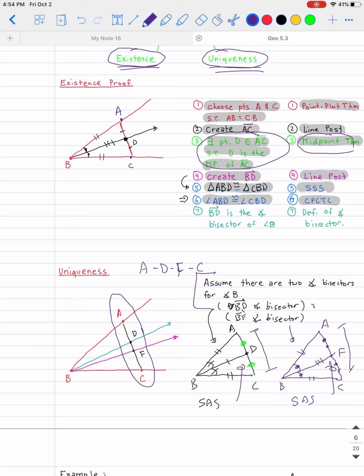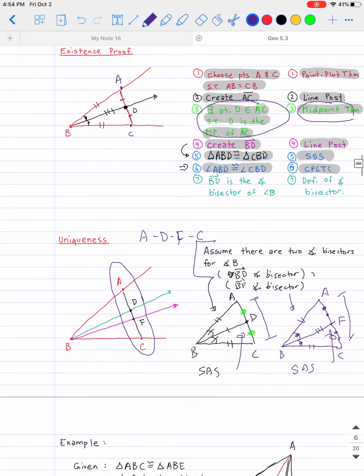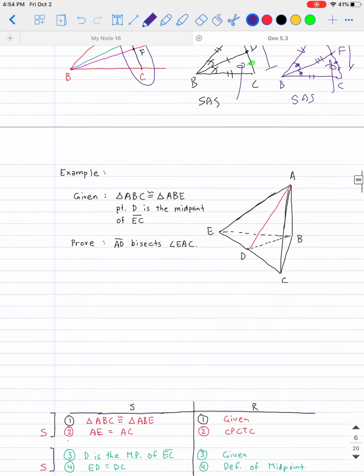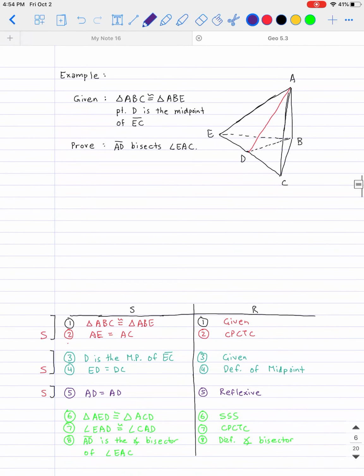My assumption cannot work, which is the negation of what I'm trying to prove, because the contradiction is that it contradicts the midpoint theorem. All right. Well, fortunately, you guys won't have to do these kind of existence and uniqueness proofs for another 2 or 3 chapters. So this is just kind of like an introduction.